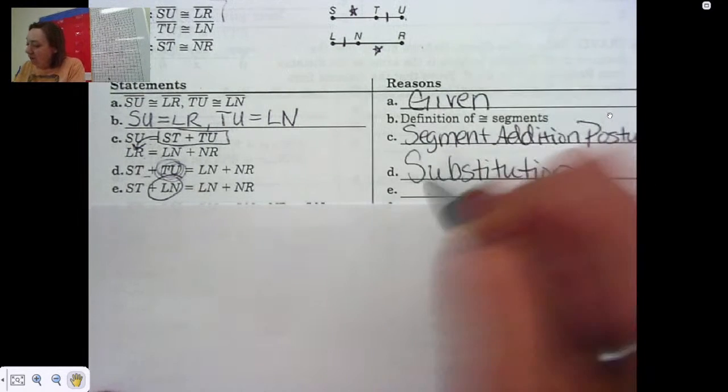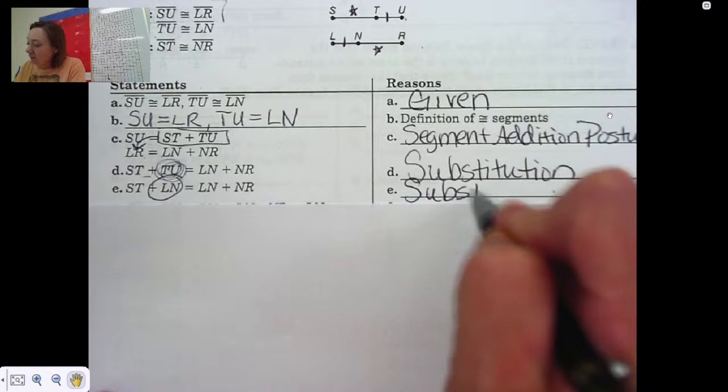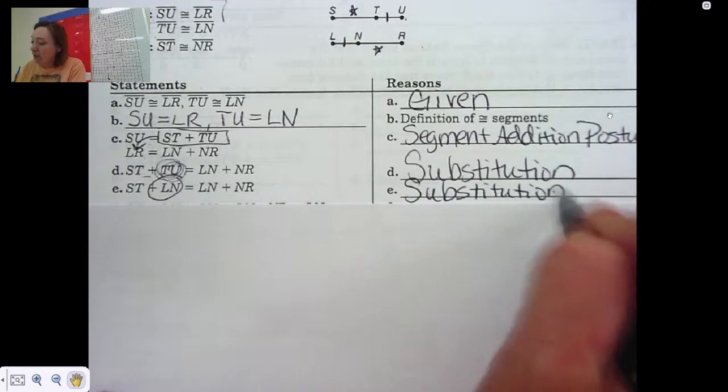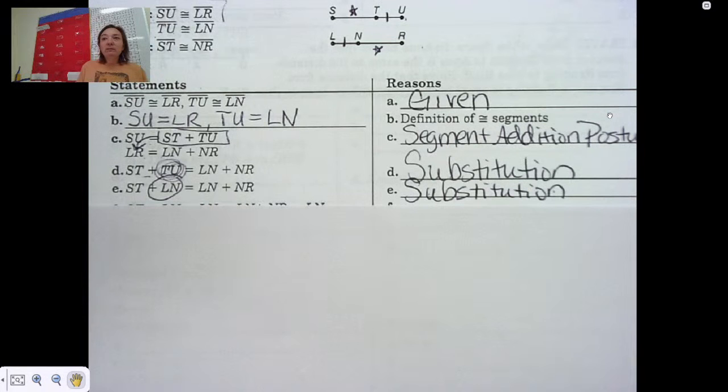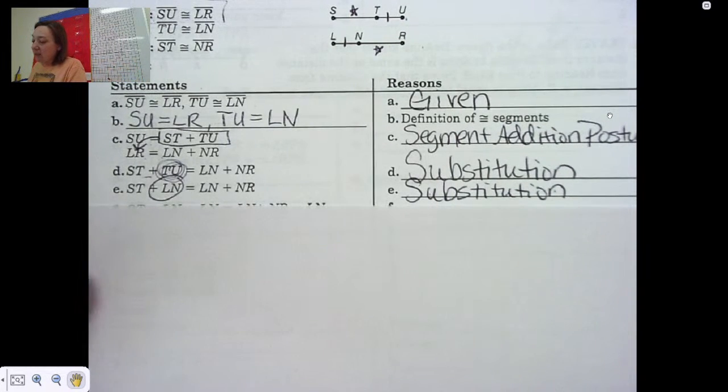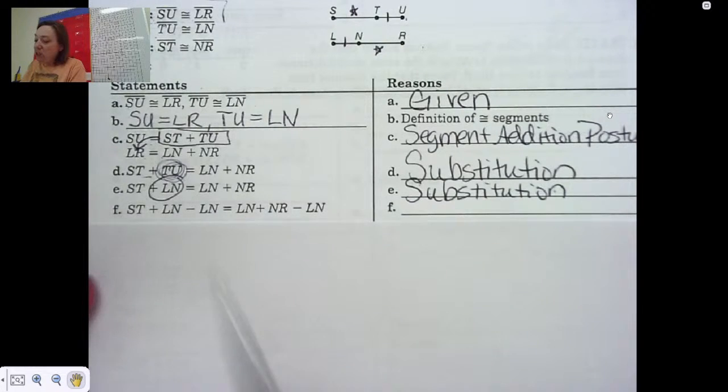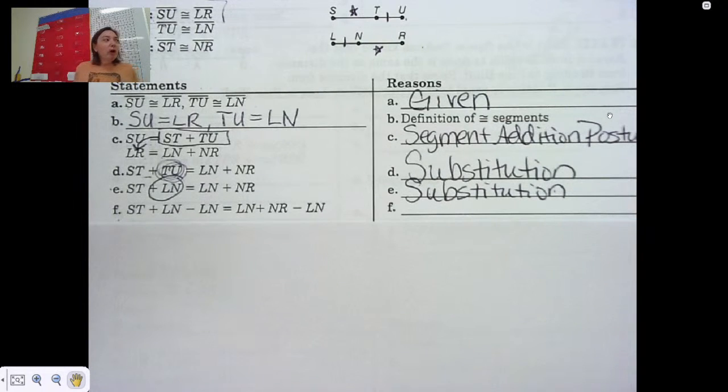Substitution. All they're doing is substituting in LN for TU. That's all they're doing. All right, let's look at the next step. So what changed from E to F? What are they doing to E to get F? What happened? They're subtracting LN from both sides. What would be the purpose for subtracting LN from both sides? To take it away. Their goal is to get rid of it, right?